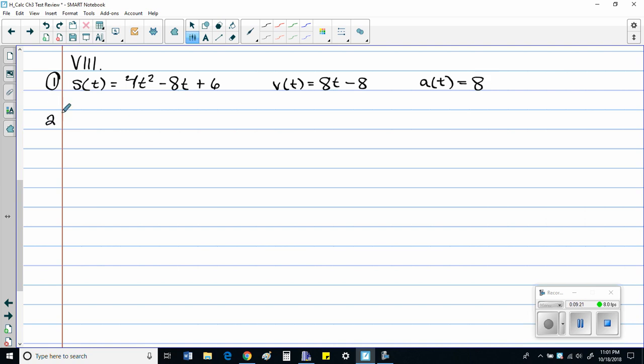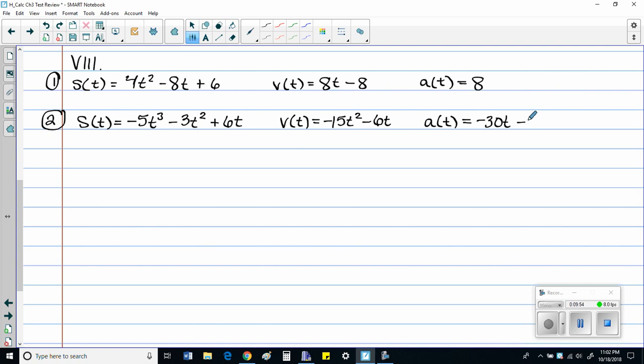All right, number 2. S of t equals negative 5t cubed minus 3t squared plus 6t. And v of t, well, you just again take the derivative. So negative 15t squared minus 6t. And then a of t is its derivative, so negative 30t minus 6.